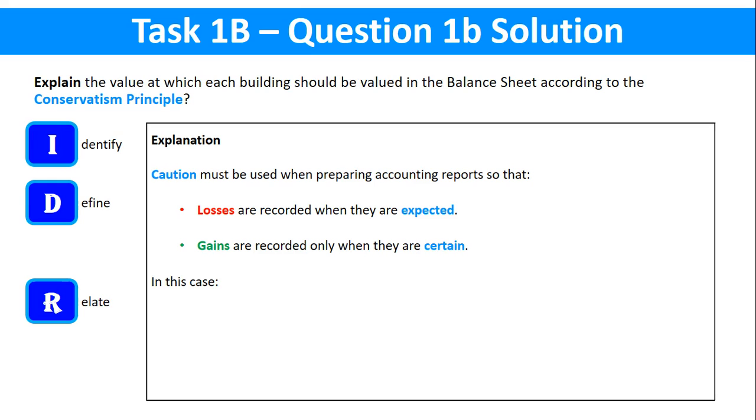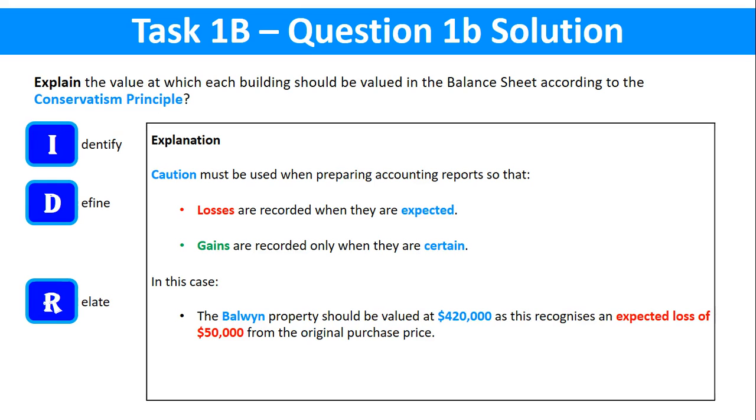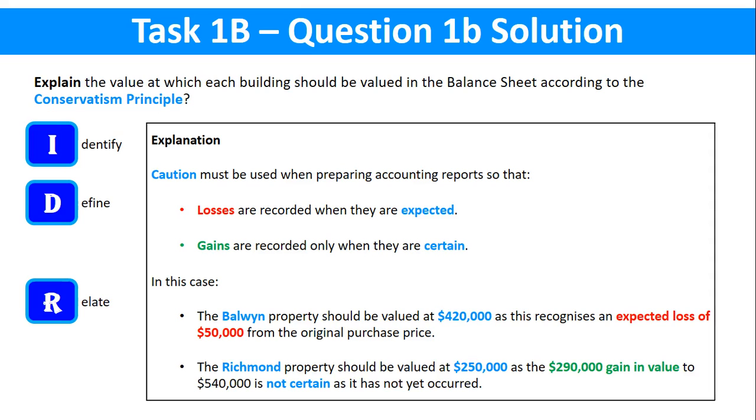So now we need to get to the relate part. How do we apply this? In this case, the Baldwin property should be valued at $420,000. That's the market price, because this recognizes an expected loss of $50,000 from the original purchase price. What about Richmond? Let's value that one at $250,000. Let's keep it at what we bought it at, and not record that $290,000 gain in value because it is not certain, it hasn't occurred yet, and we haven't sold the property.